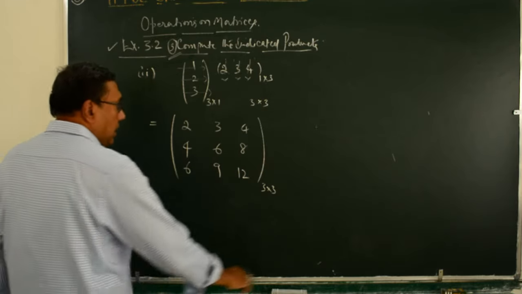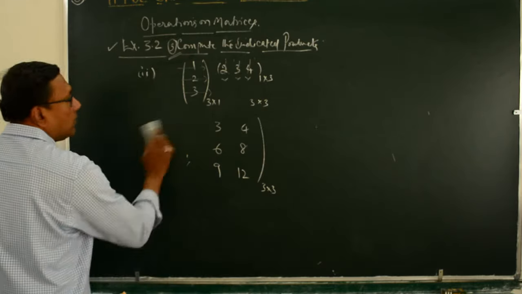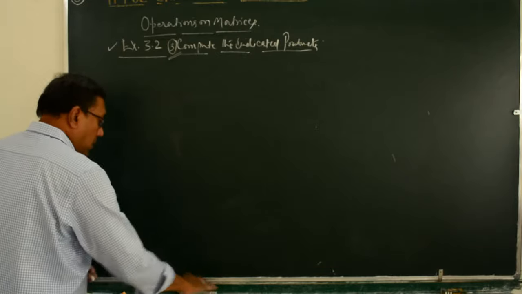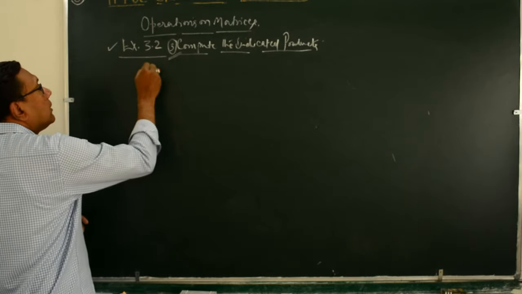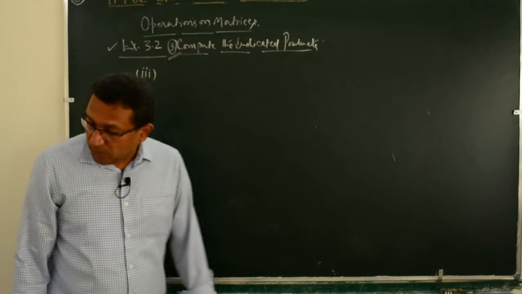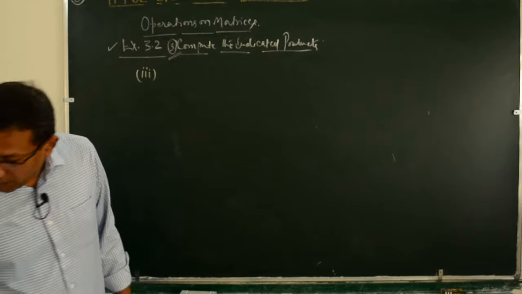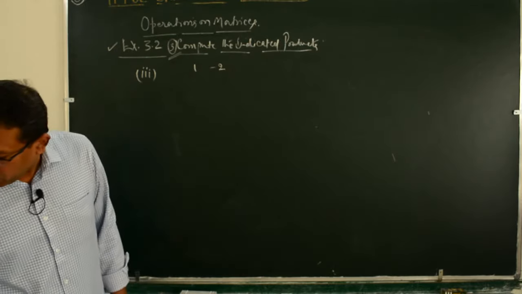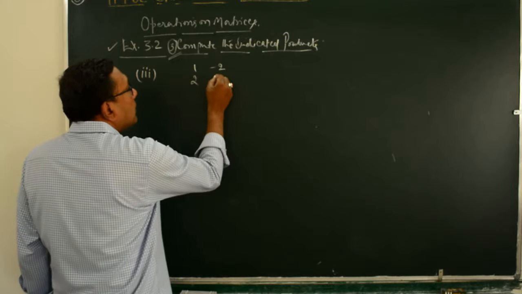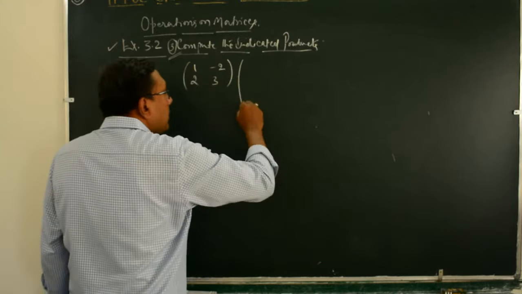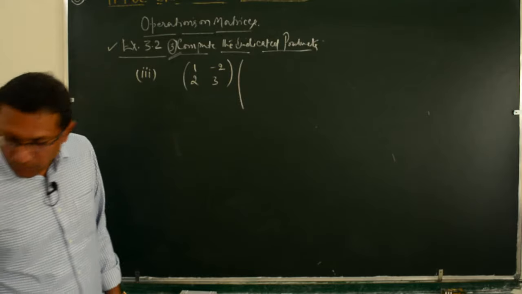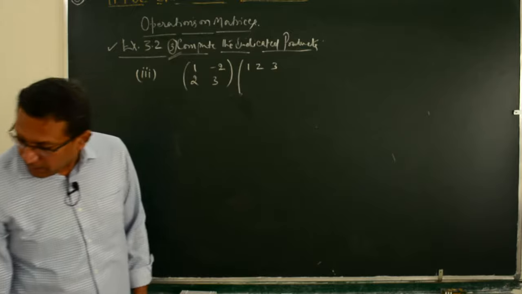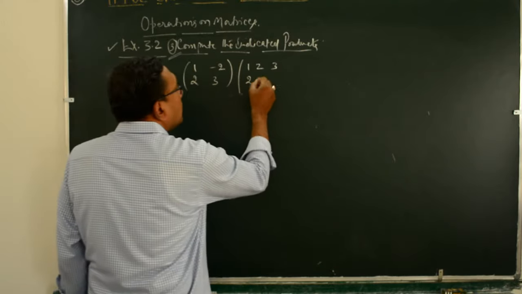Let's go to the third question and we'll see what is there. What is given is 1 minus 2, 1 minus 2, and it is 2 3, 2 3 should be multiplied with 1 2 3, 1 2 3, and it is 2 3 1, 2 3 1.